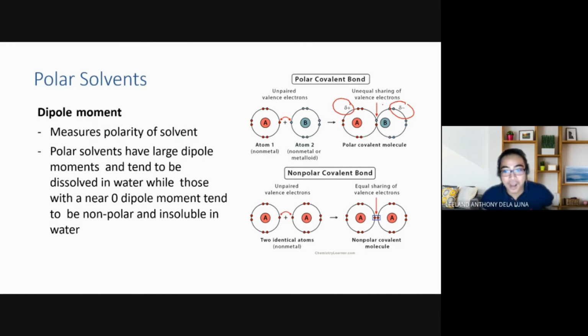Now, two identical non-metals, like halogens, form a non-polar molecule because they share electrons equally. Normally, you'll see a defined positive and negative charge if your molecule contains a more electronegative atom, meaning there's a large difference in electronegativity between the atoms.